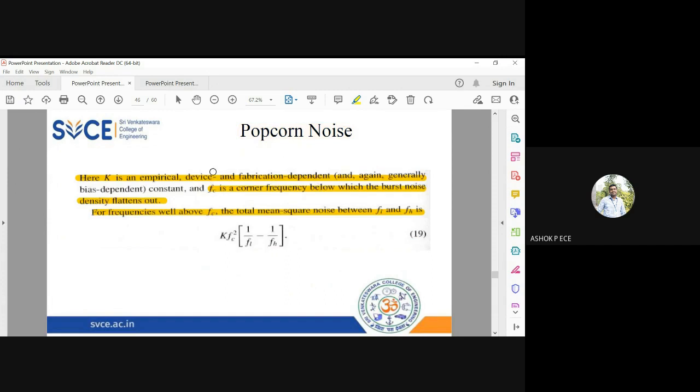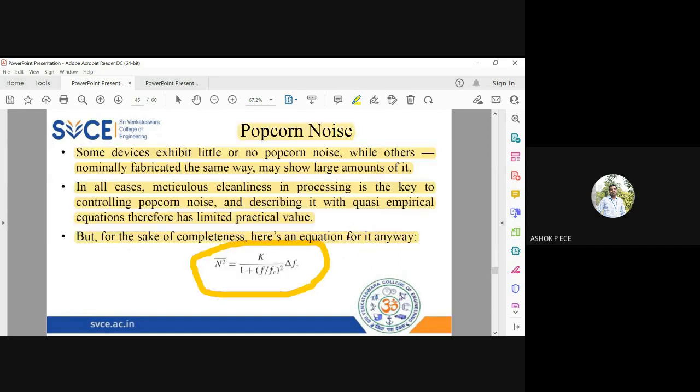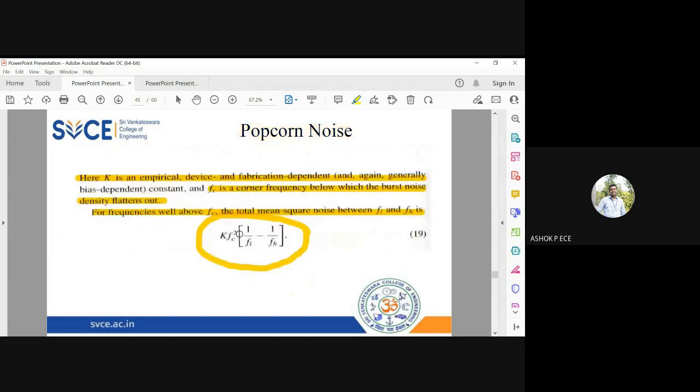What is the definition for corner frequency? Corner frequency is the frequency below which the noise is constant, flattens out. And above Fc, if you want to calculate the popcorn noise, you have to replace the equation by this one, k Fc square into 1 by Fl minus 1 by Fh. So this mathematical relation you have to understand for popcorn noise. For frequencies less than Fc, I use this formula, and for the second case I use this term into delta f. I replace k by 1 plus f by Fc square with k Fc square into 1 by Fl minus 1 by Fh into delta f.